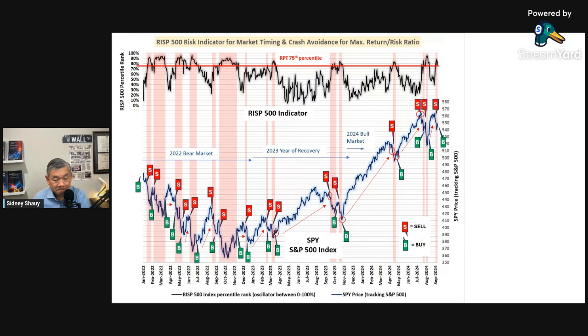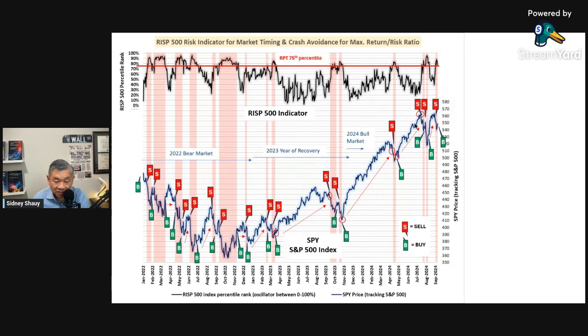All right. So this RISP 500. This is just to show you guys how it did in the last few years, right? Since 2022, you see 2022 was essentially a bear market, so the RISP 500 went above the 75th percentile many times. See more concentration of pink areas over here, right? But 2023 was a year of recovery, right? So we got a pretty nice period of a market rally. And in 2024, we had the same.